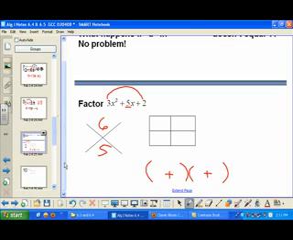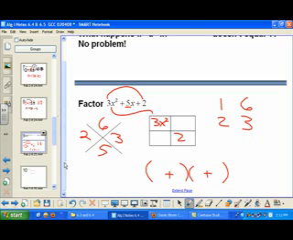Since everything's positive, they're both going to be positive. I need them to multiply to 6, add to 5. They're both going to be positive, so we don't have to worry about the negative solutions. So our solutions are 1 and 6, 2 and 3. We're going to choose 2 and 3. 2 times 3 is 6. 2 plus 3 is 5. So I come back here. I have 3x squared and 2x, 3x, like that.